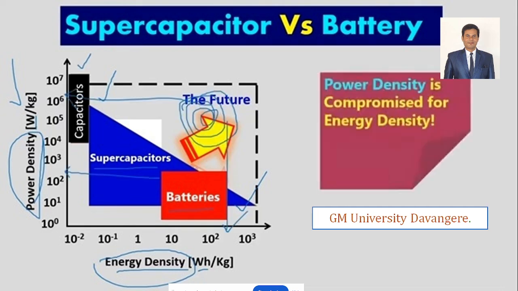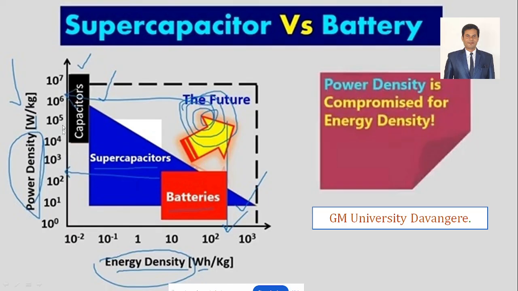To understand this, we need to know what power density is. One is that power density is compromised for the energy density, right? If you see the power density is very high, then you have to compromise on the energy density. See, the energy density is very less.